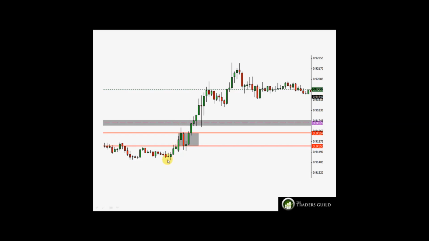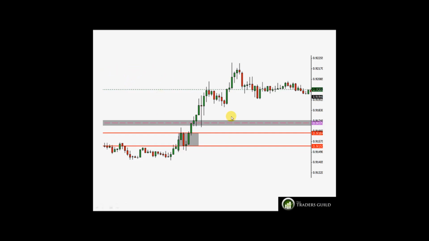Okay, and we can see the consolidation here is where the decision was made. This is where the institutional demand came in, because if you look at how price reacted when it came out of here, 6 out of 7 bars following the breakout of this area were bullish, and we've had the breakout of the SR zone, the quick immediate retest, and then prices continued higher. Okay.